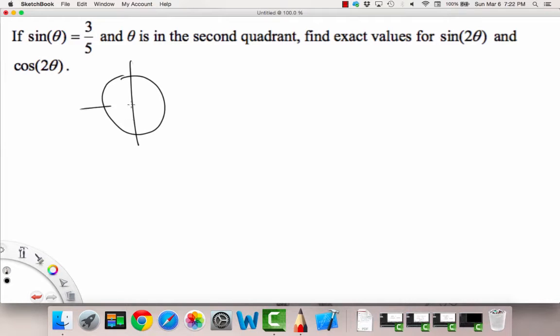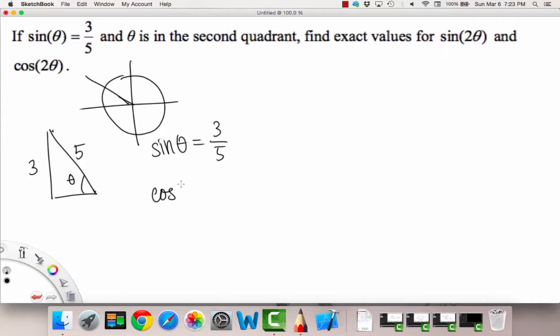So we have some circle, right? Our unit circle. Theta is in the second quadrant, somewhere over here. Okay, so theta is here somewhere. So we could say, well, let's just draw a triangle. Here's theta, right? And then sine is opposite over hypotenuse, so this would be 3 and this would be 5. So we have that sine theta is equal to 3 over 5.